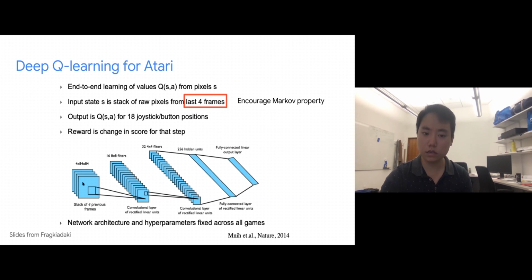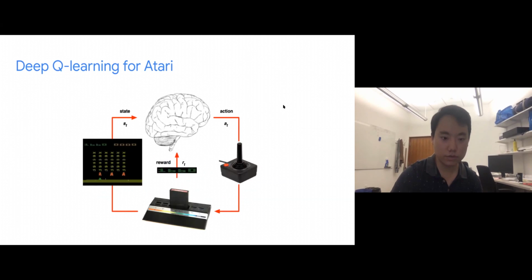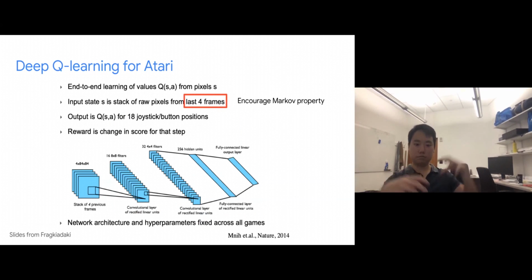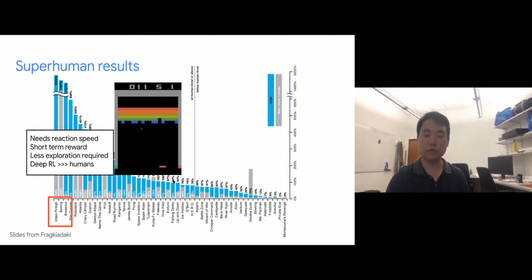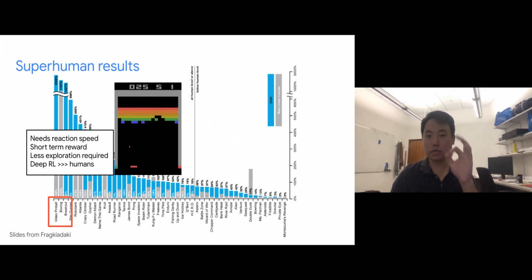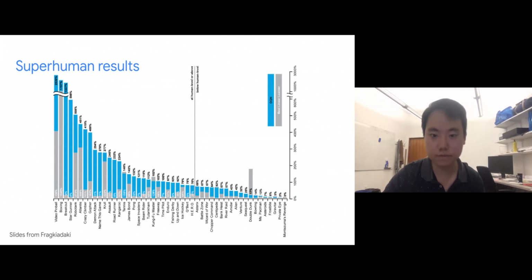And what that does is that it actually encourages the Markov property. You can think about why that's important. So just to give some intuition, let's say you have these games like Breakout, where you have to not only keep track of the current state of the ball, but you also have to keep track of the trajectory of the ball. So it's whether it's moving up or moving down. So a single state of the ball isn't enough.